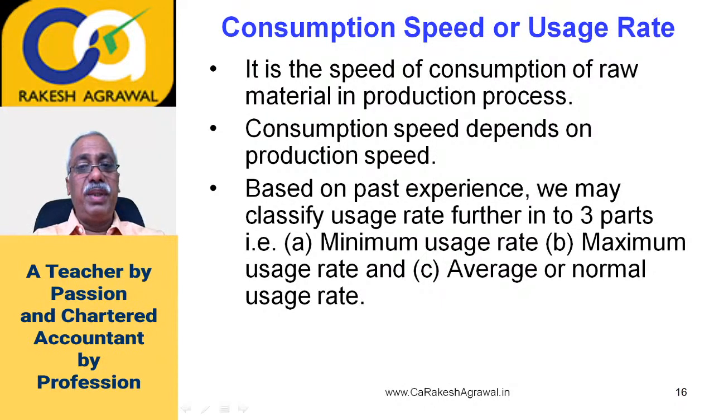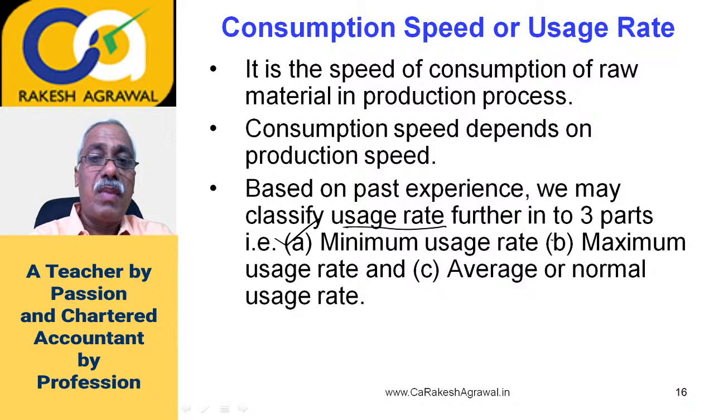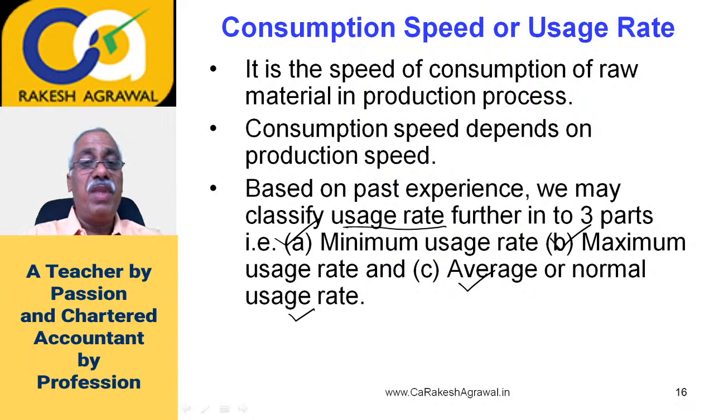Now based on again past experience, we may classify the usage rate, that is consumption speed, in three parts, that is minimum usage rate, maximum usage rate and average usage rate. Average, that is normal usage rate. When our production is minimum, our consumption will be minimum. When our production is maximum, our consumption will be maximum. And minimum plus maximum divided by 2 is average consumption speed, also known as normal consumption speed. So these are the three types of consumption speeds. So 3 consumption speeds or usage rates, 3 lead times and 1 reorder quantity. With these 7 factors, we will calculate the inventory levels.